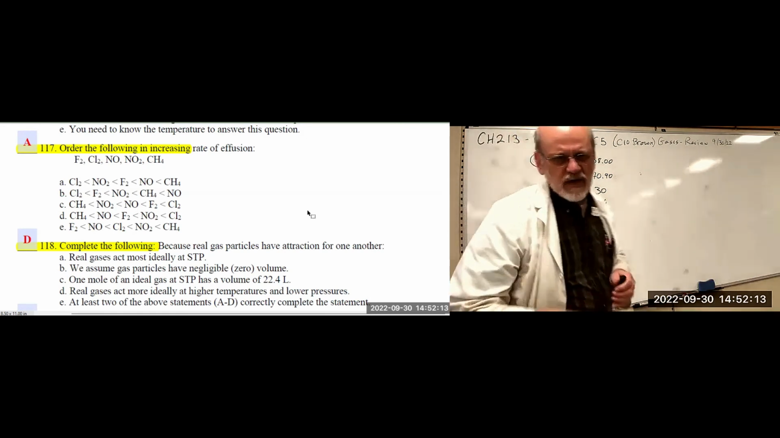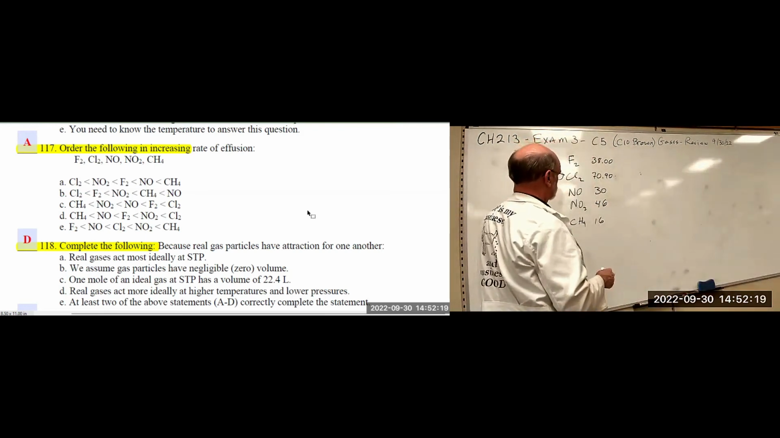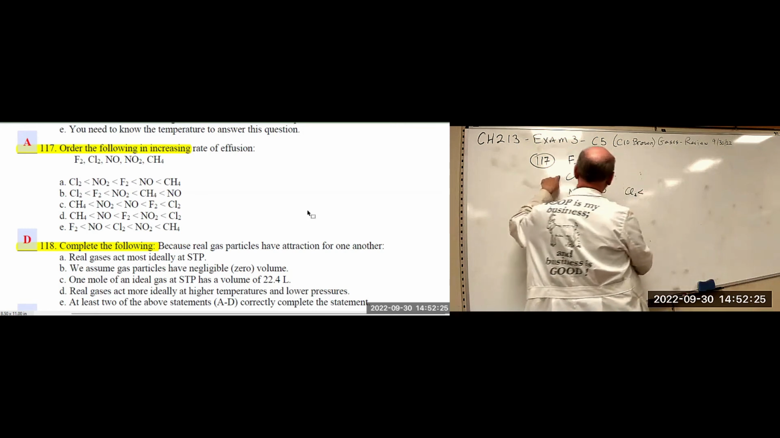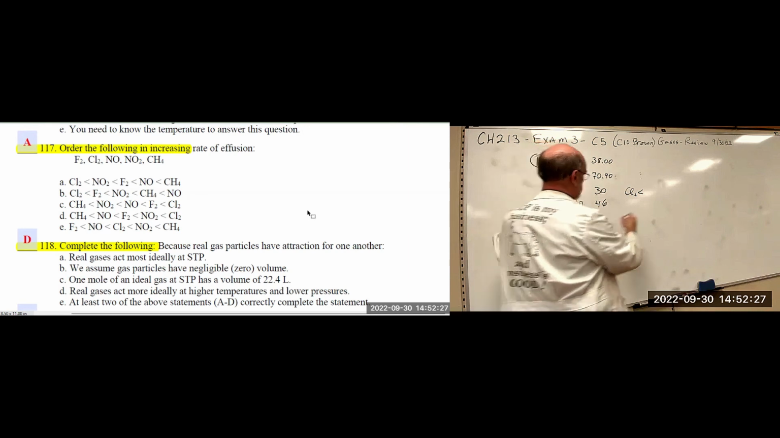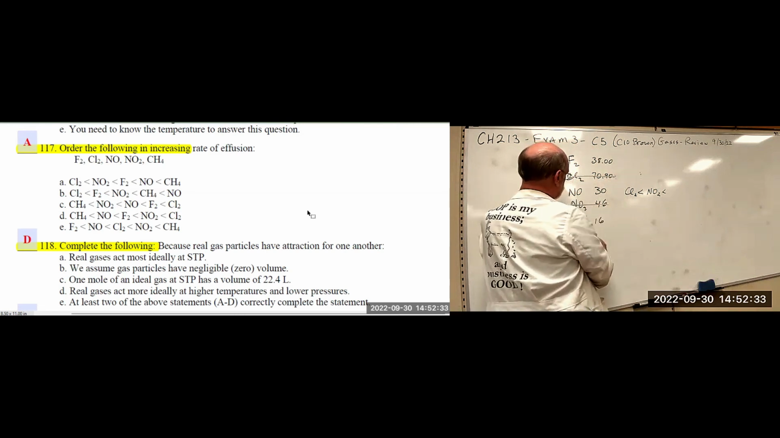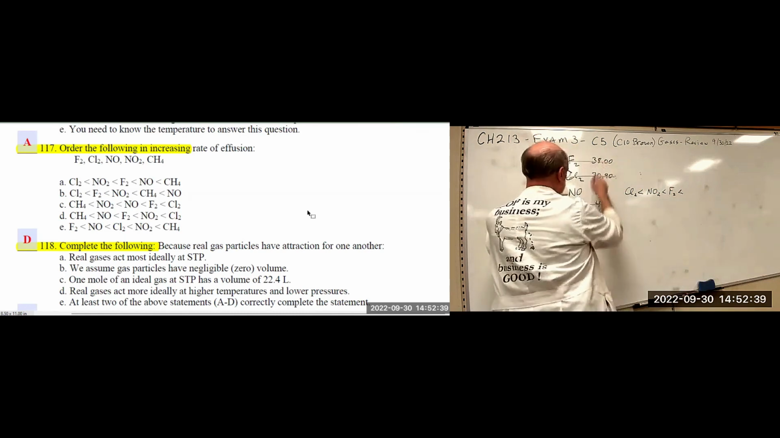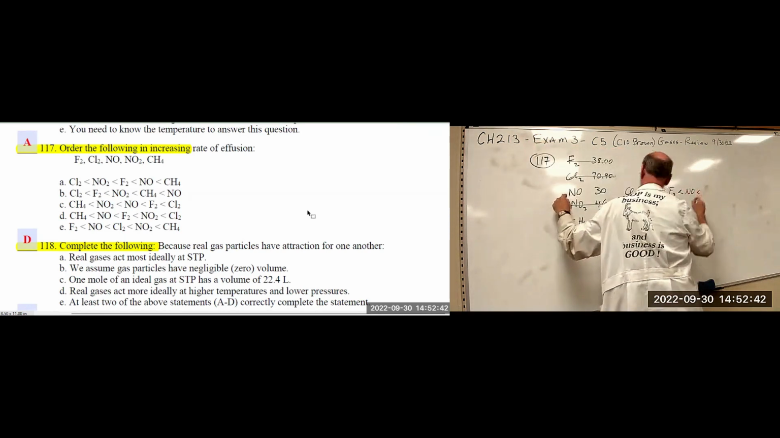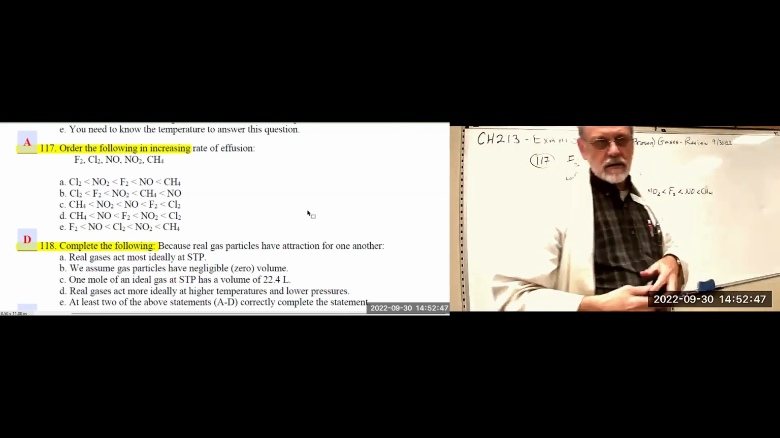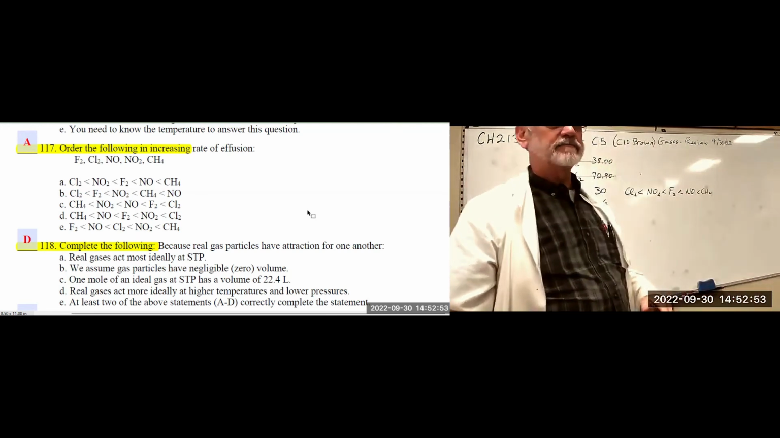So which one's going to move in increasing rate? So what's the slowest one? That one. Then the next one, this one. Right, that one, that one. What's left? This one. And then the next fastest one is this one. And the fastest one is this one. Okay. So is that NO2, F2, NO? Yep, that's A.